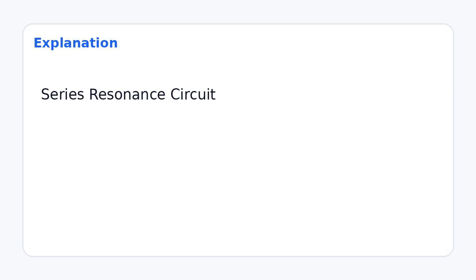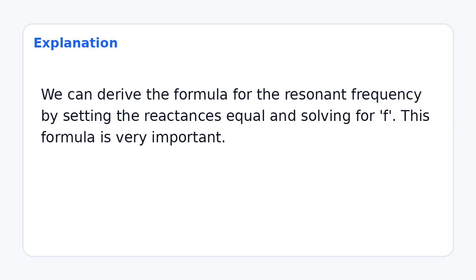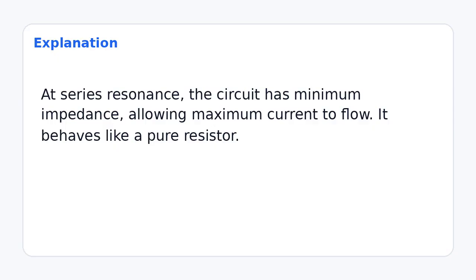Now let's look at the two main types of resonance circuits, starting with the series resonance circuit. In a series circuit, the components are connected end to end. At resonance, a unique condition occurs. We can derive the formula for the resonant frequency by setting the reactances equal and solving for F. This formula is very important. At series resonance, the circuit has minimum impedance, allowing maximum current to flow. It behaves like a pure resistor.